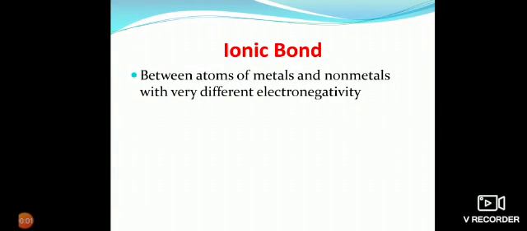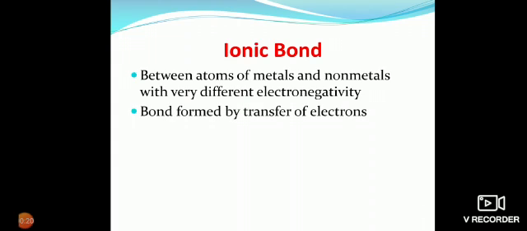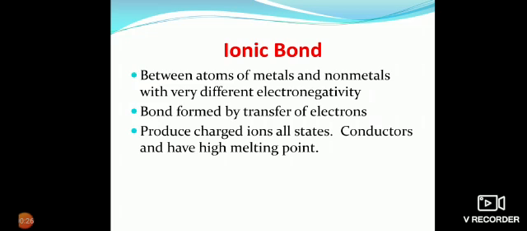Today our topic is ionic bond. For the formation of ionic bond, there are some conditions. Ionic bonds are formed between metals and non-metals with very different electronegativity. Ionic bonds are formed by transfer of electrons. Ionic bonds produce charged ions in all states.